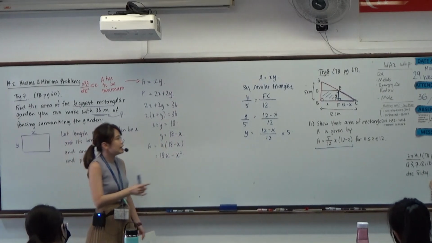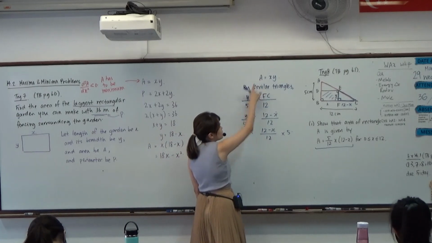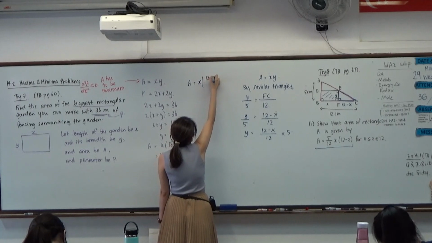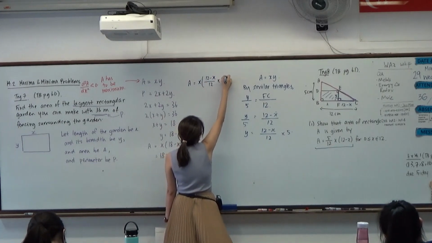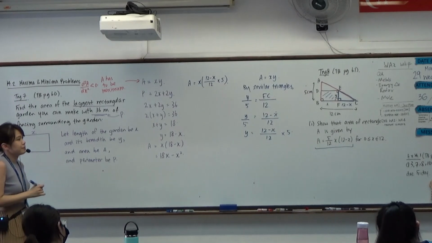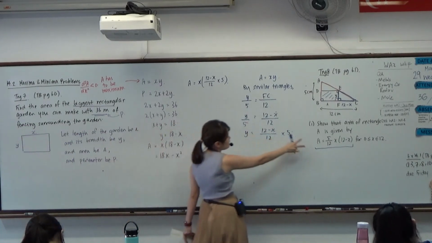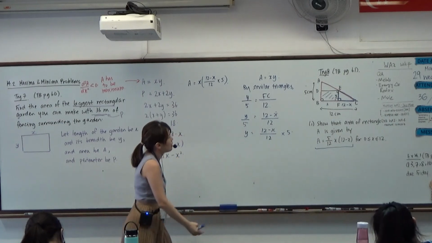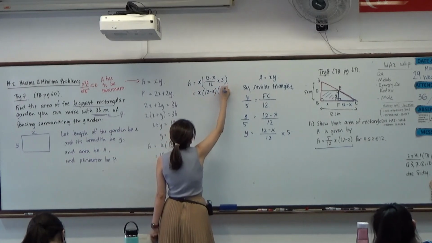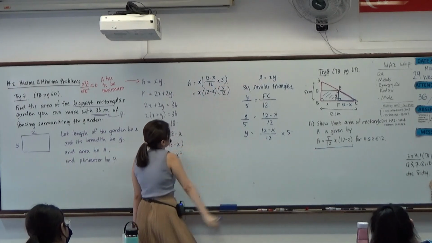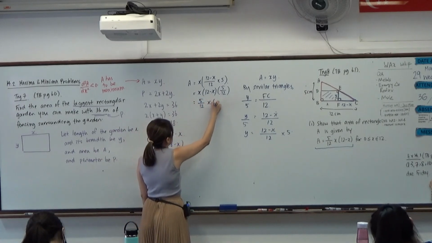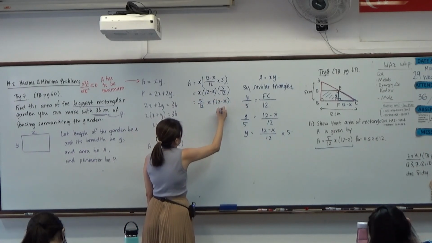Then I substitute this into my original area, since y is now 12 minus x over 12 times 5. We just have to do a little bit of manipulation such that we get the form that we are asked to achieve. So I just have to shift the denominator over to the 5 instead. Then we have shown it.